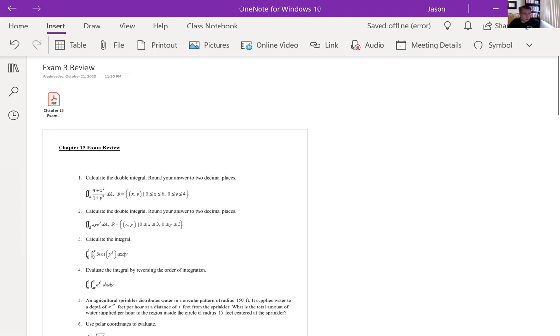You need to make sure that you submit your work. If you don't submit your work, I'm going to take points off. I'm going to deduct points if you don't submit your work, so you can't have just answers only.